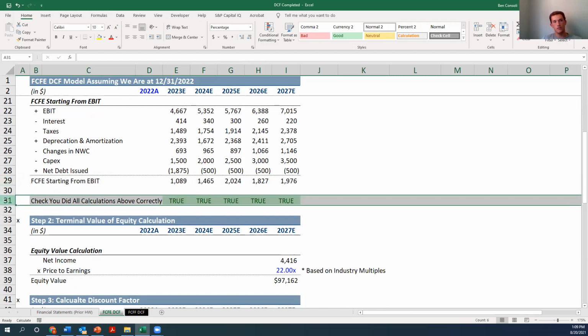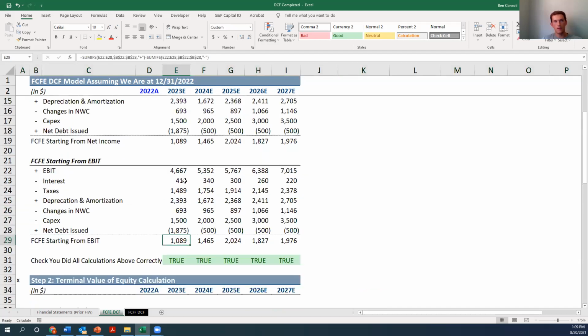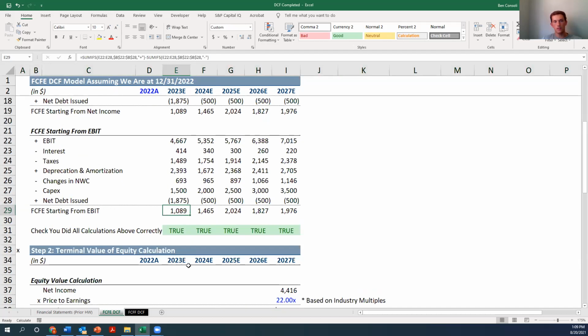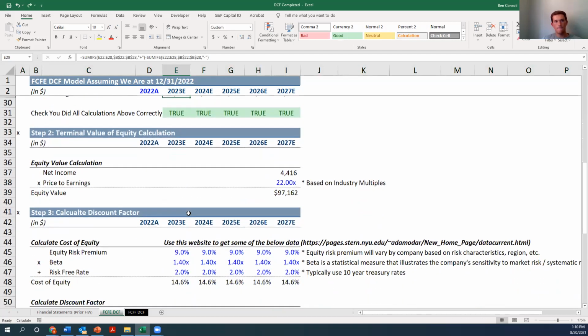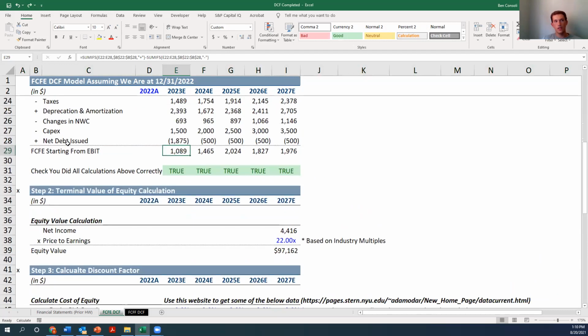Here you just want to check that all the calculations match above, so you can confirm that you did all three calculations correctly. If this is green and says true, then you did it correctly. If it's not, then you didn't do it correctly. So from there, you have all the free cash flow to equity that is occurring throughout the investment period.